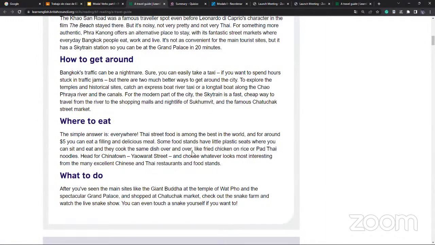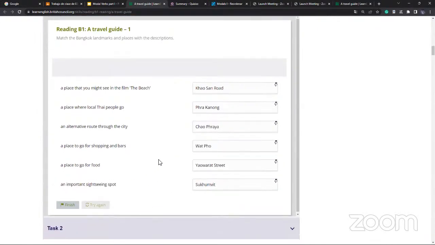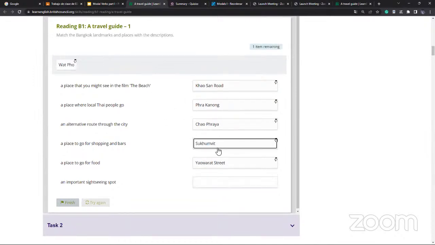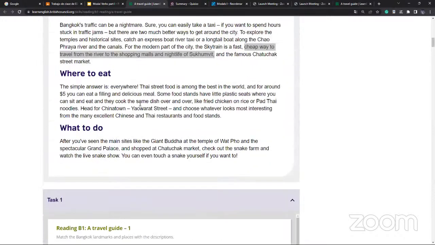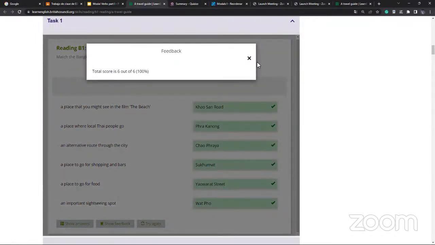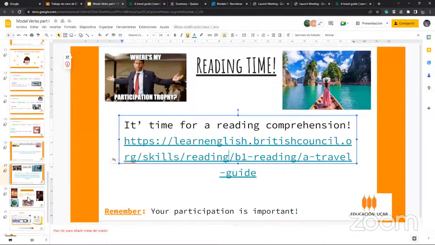Okay, let's take a look. We can check. River shopping. You are right. Yeah, good job. Four, you have to change. Okay, Sadahmit. Yes. Okay. And the last one will be. Okay. The last paragraph. Okay. Finish. We got all correct. Nice teamwork. Very nice. Very good. Teamwork. Thank you very much.